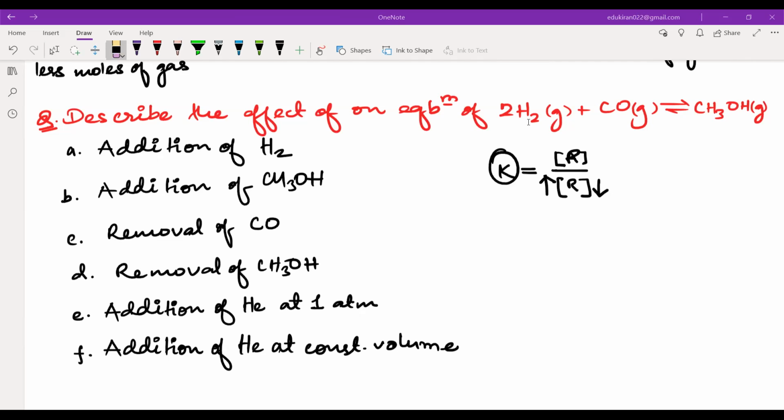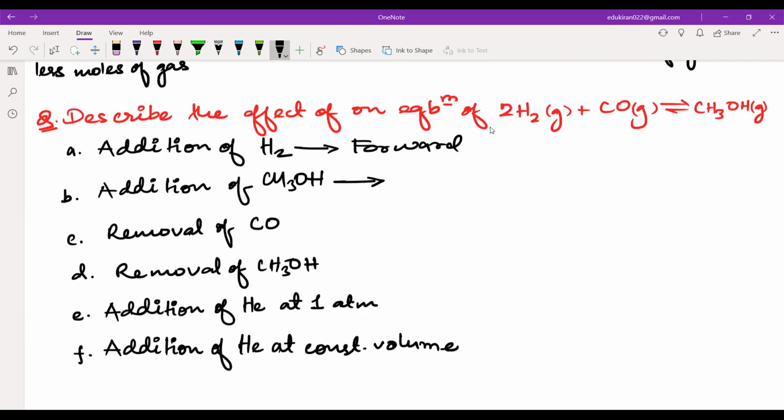Volume will increase. Yes, correct. Atif, I think all of your answers are correct. So those who have not done it till now, they can. In addition of H2, it will move forward. Addition of CH3OH, it will move backward. Removal of CO, it will move backward, because I'm removing CO, I need more CO to maintain the equilibrium. Removal of CH3OH, it will move forward.